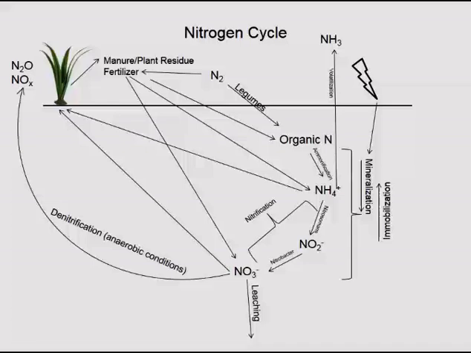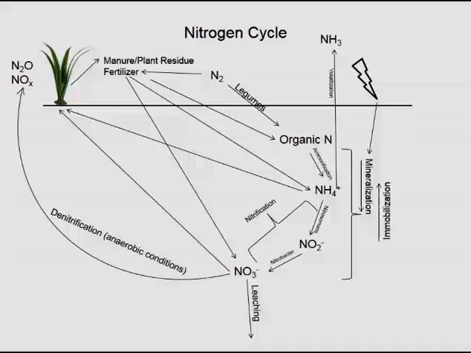Another interesting tidbit is that lightning strikes are actually a form of nitrogen fixation. What this does is it takes nitrogen out of the air and deposits it in the soil as either ammonium or nitrate. So this doesn't account for a lot of soil N, but it is a little bit.